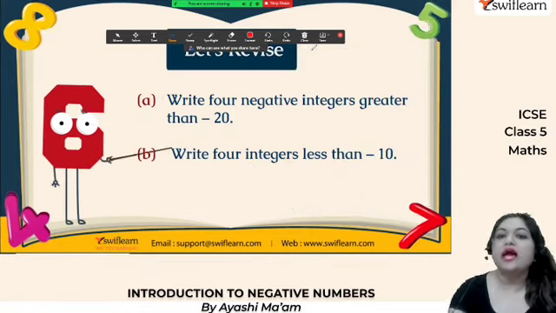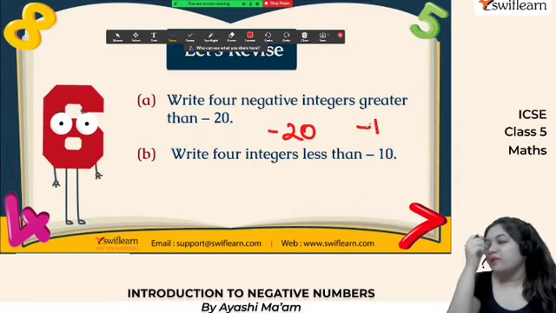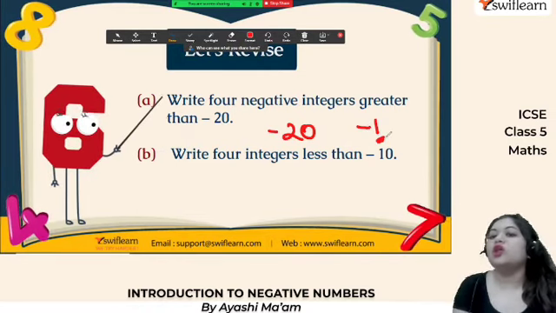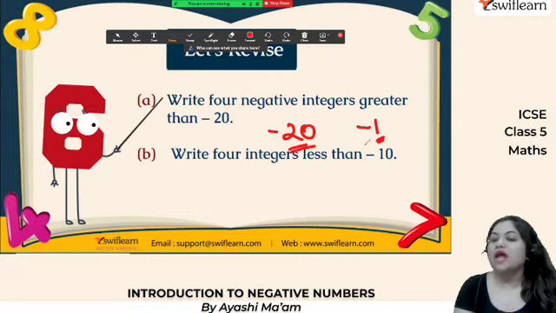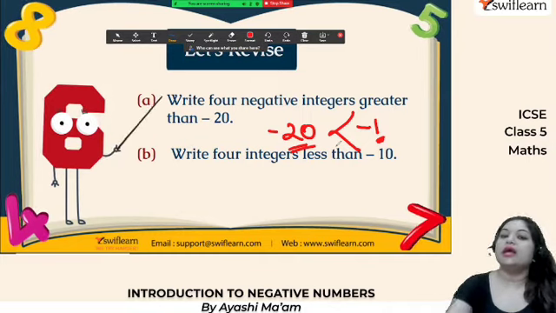Another way to look at it: if you have two negative numbers, how do you understand which one is the greater one? Choose the number that has the smaller value. Out of 20 and 1, 1 has the smaller value. Therefore, minus 1 is going to be the greater integer.